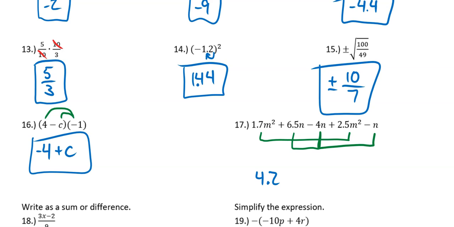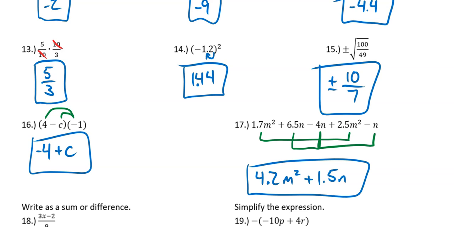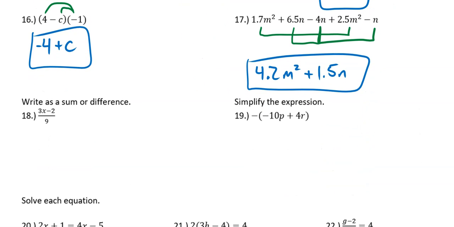And then I just keep the variable part the same, m squared. If I do the n values here, it's a 6.5 minus a 4, which is a 2.5, and then minus another 1n, which is a 1.5. So 1.5. And again, it just stays as an n. Okay?